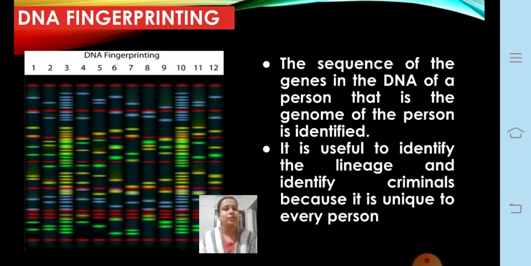So this is a technique wherein you can find out what type of genes are present in the full length of the DNA. And this is a very useful technique to identify the lineage. Lineage means, suppose there is a child or some unknown person who has died, then you can find out from his or her DNA to whom it belongs. That means who are the parents of that person. You can find out by using this DNA fingerprinting technique. So it is used to identify the lineage, and to identify criminals.